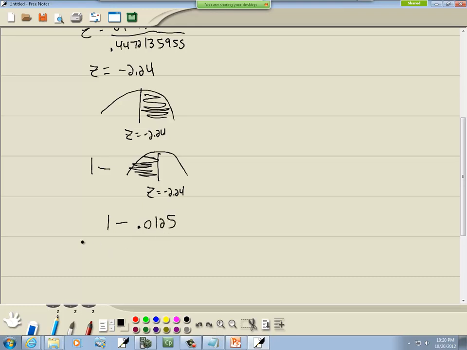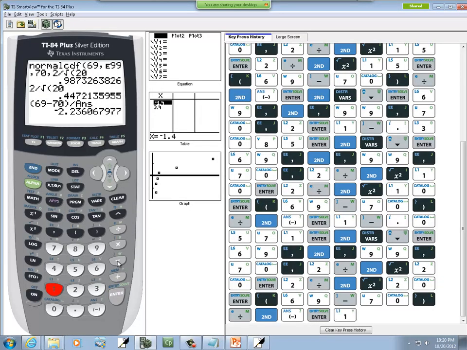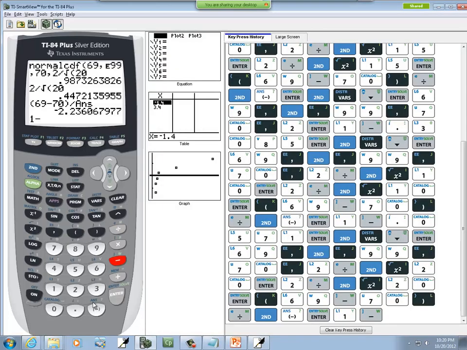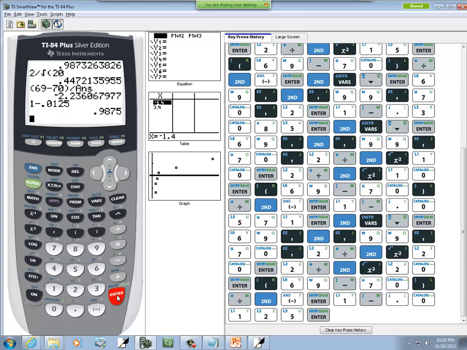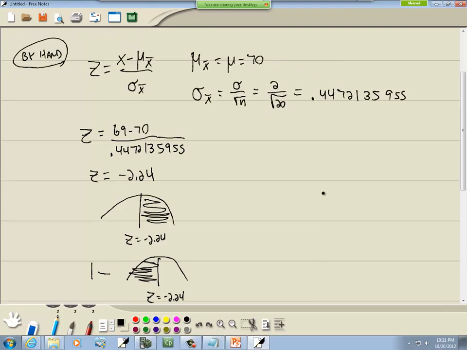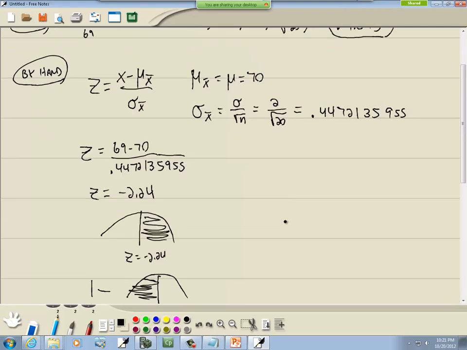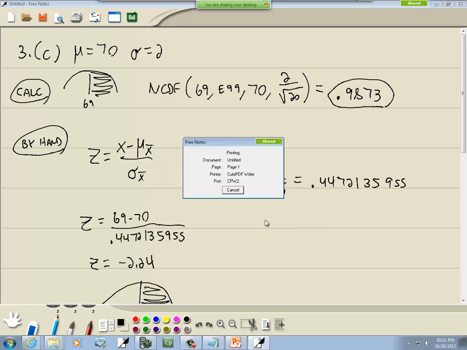Now I'd say the probability is pretty high. My eye is going to get off on one of these problems, and one of these numbers will be wrong, but I think you get the idea. 1 minus 0.0125, enter. And we get 0.9875, versus 0.9873 from the table, so that shows you the difference between them. Let me save that.